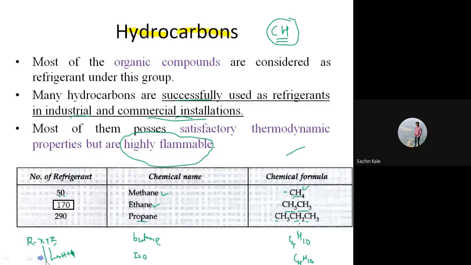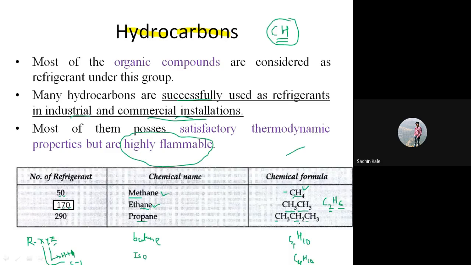And the third digit indicates number of carbon minus 1. How many carbon atoms are present? 1 carbon atom is present. So carbon minus 1 is 0. So 050 is the refrigerant number for methane. Similarly for ethane, C2H6, a fluorine atom is not present, so the value of Z will be equal to 0. The value of Y is hydrogen plus 1. 6 hydrogens are there, so 6 plus 1 is 7. The third digit is carbon minus 1. The number of carbon atoms is 2, so 2 minus 1 is 1. So R170 is the refrigerant number for ethane.